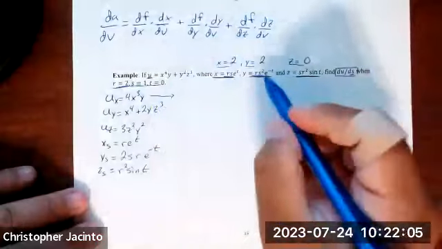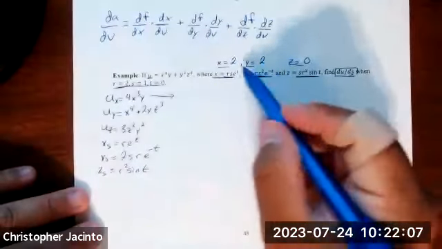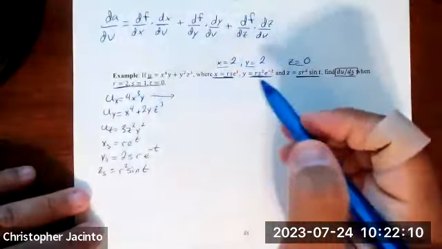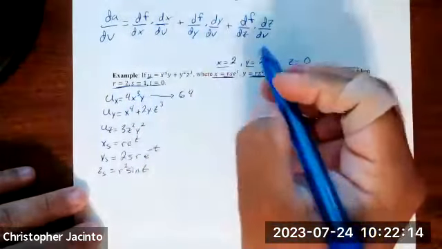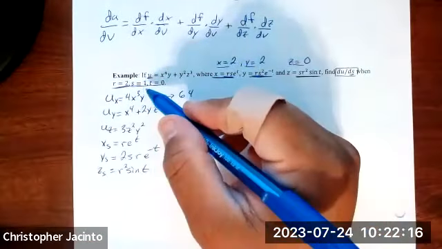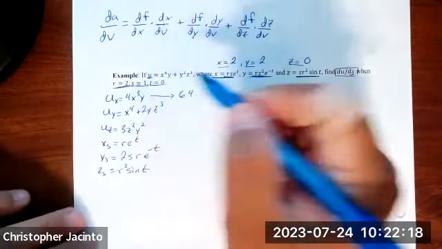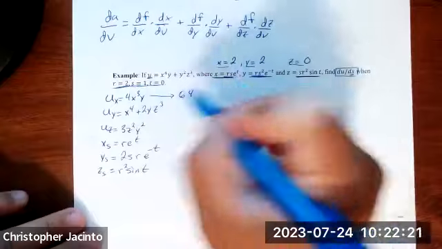So plug in 2 and 2, because it's only with respect to x and y. I should get 64 out. Right, so 2 to the third is 2 times 2 is 4, 8. 8 times 4 is 32. Times 2, 64.